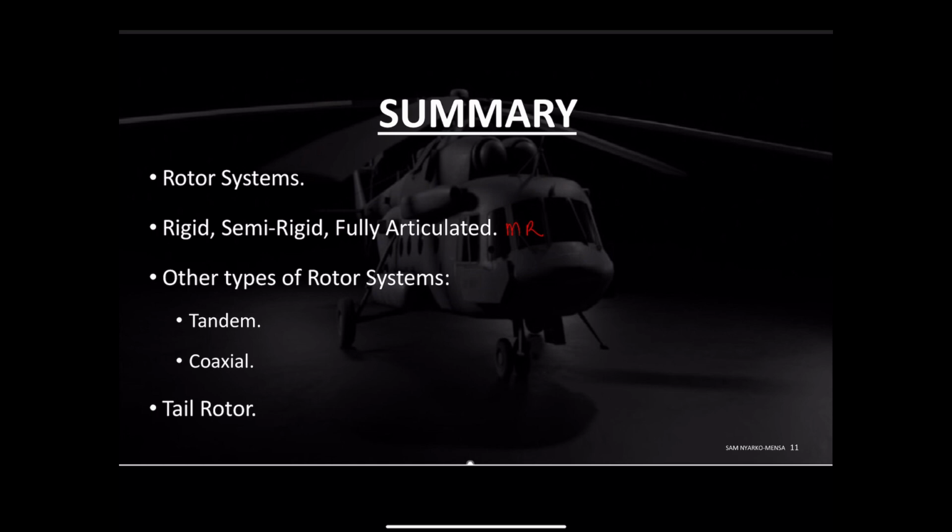We talked about the main rotor. We talked about the tail rotor also and its unique nature. We talked about the fact that some aircraft operate the fenestron and the NOTAR, which are different kinds of systems that are used to stabilize the aircraft when it comes to the tail of the aircraft.